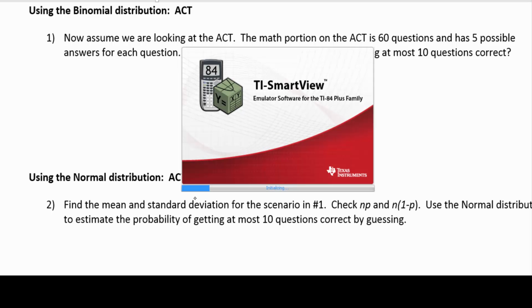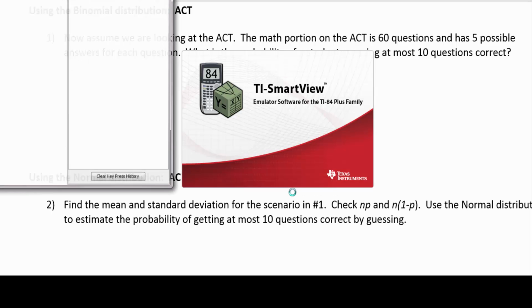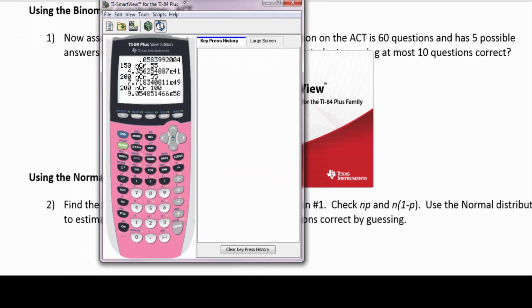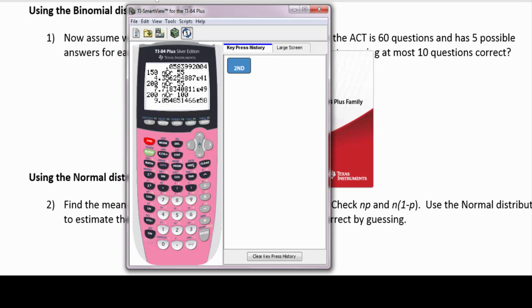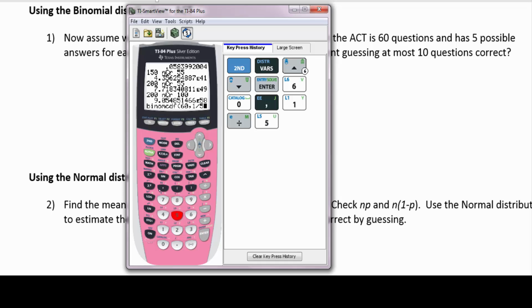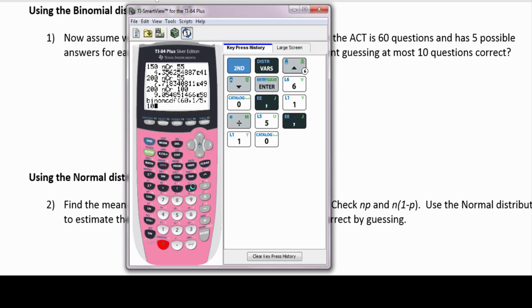So I open my calculator, of course. You should pause this and try to do this while it's coming up. So go there, and we need to do second distribution, binomial PDF, or CDF, which is here. It means cumulative. We have 60 trials. We have a probability of success of 1/5, and we want this to be less than or equal to 10. So we have a 32% chance of getting at most 10 questions correct.